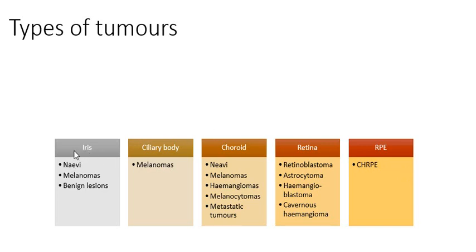between, you should understand iris naevus and iris melanomas and ciliary body melanomas. Other tumours that you should have a good understanding of are choroidal naevi and choroidal melanomas. And the other one that is a good differential diagnosis to understand is the difference between a CHRPE, for example, and a choroidal naevus. It's very important that you know how to differentiate between these two.